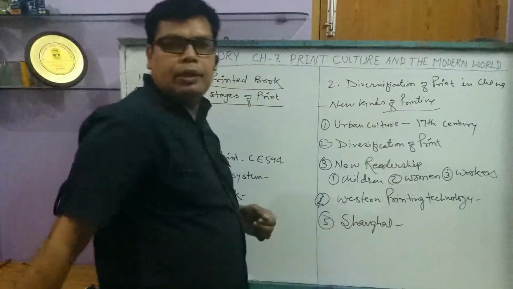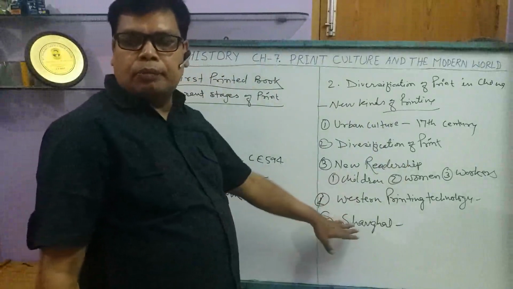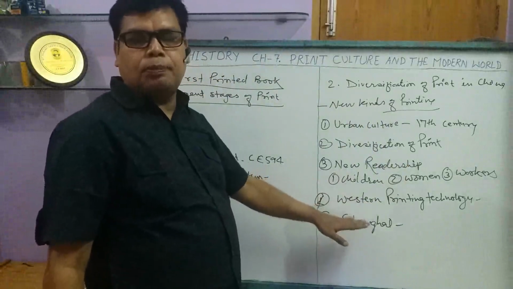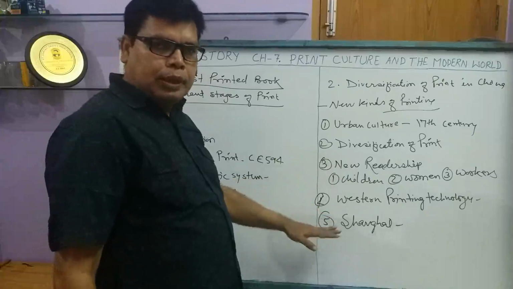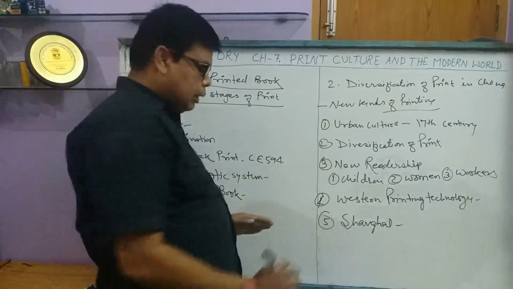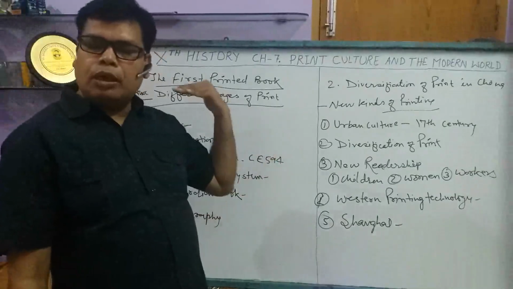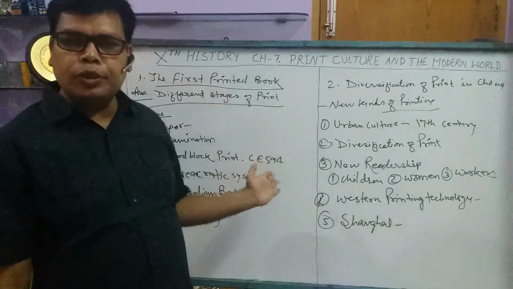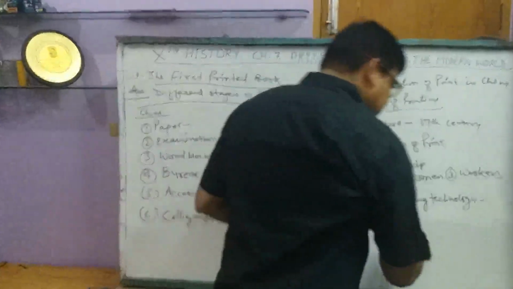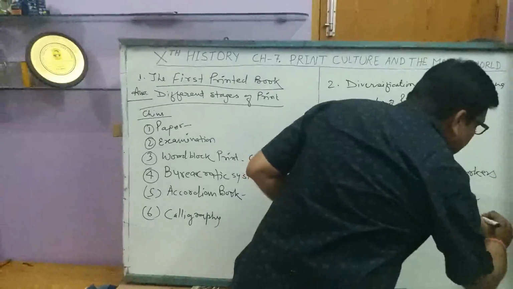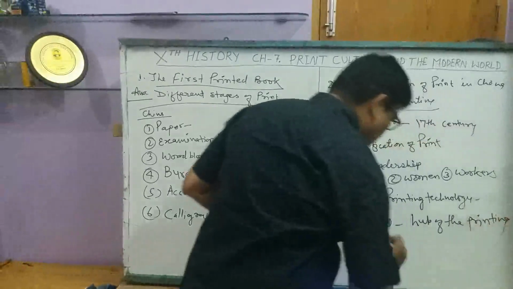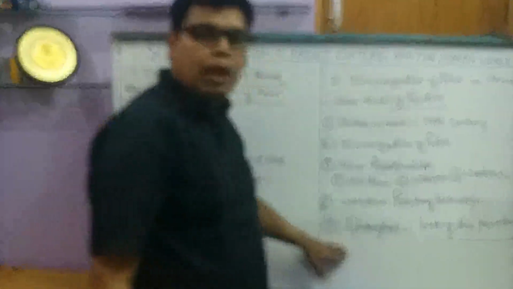And in this time, we see Shanghai, that is a very important city of China, with Western style schools. We have seen here the shift from hand printing, that is block printing, to mechanical printing, and finally Shanghai became the hub of the printing culture. Shanghai became the hub of printing.